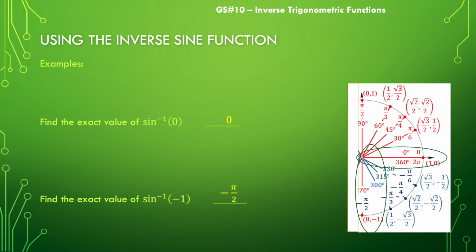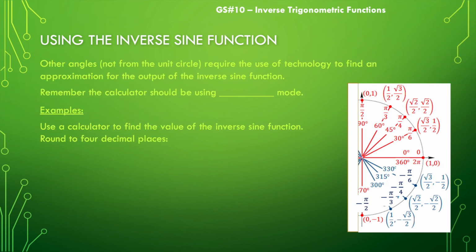All right, so that's one thing that we would be wanting to be able to do with the inverse sine function. And then another thing we would want to be able to do is use our technology to identify approximations for the inverse sine function for specific things that are not on the unit circle. Okay, so we want to make sure that our calculator is in radian mode, and then we want to know how to use our calculator in such a way that is going to give us the correct output.